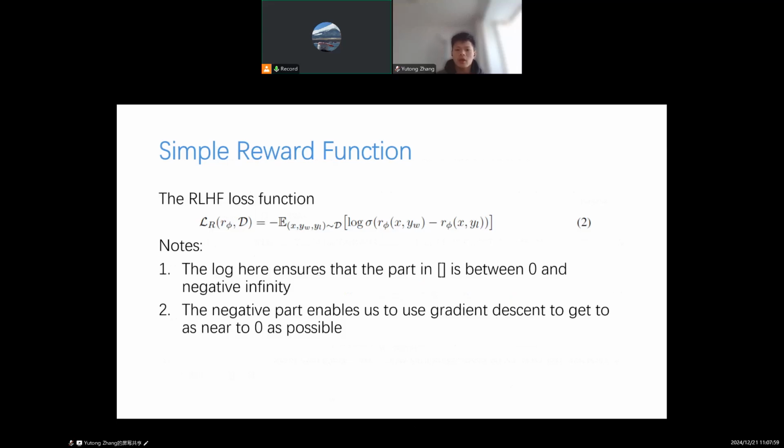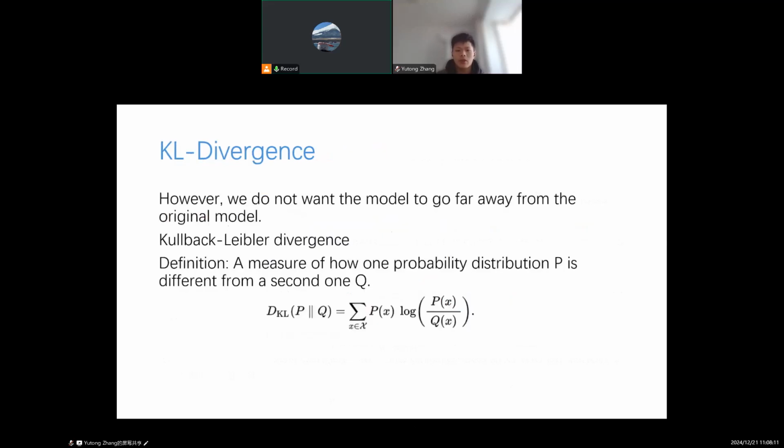It basically goes over the whole dataset and uses the model to get the loss, right? And so what's more, we have to add a KL divergence in our loss function. This added term is basically a measure of how one probability distribution P is different from the second one. So we do not want the model to go very far from the original model. So we use this term to control it, right?